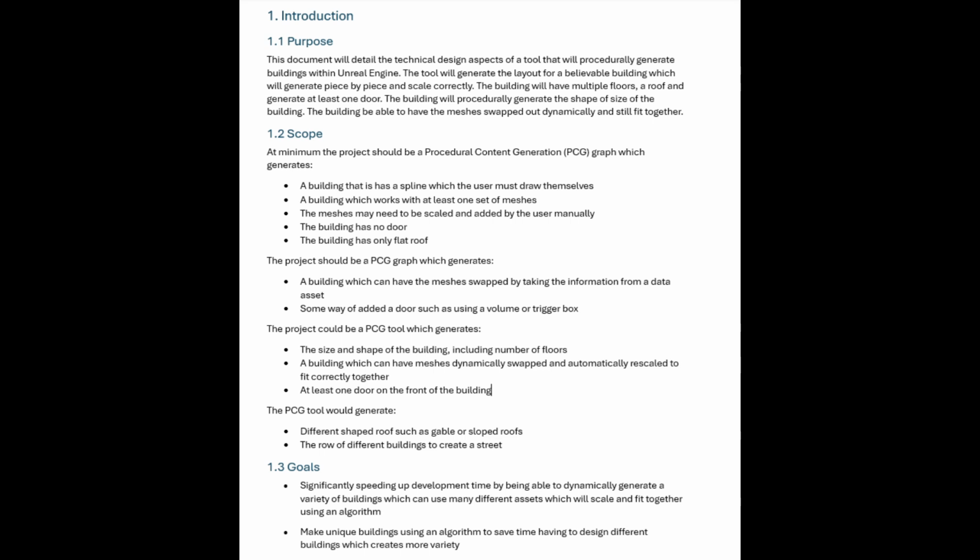At minimum, I identified the project should have a building which has a spline which must be drawn by the user, and a building which works with at least one set of modular meshes. The meshes may still need to be scaled manually by the user. There won't be any doors and all the roofs would just be flat.